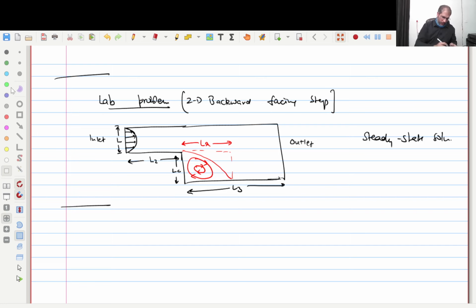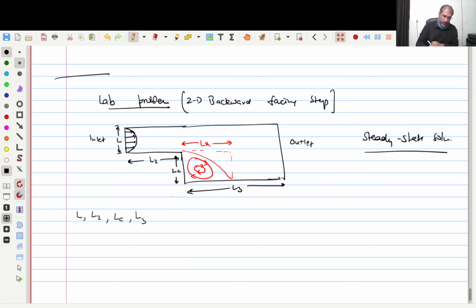Right, so in this lab problem, we have to solve for a steady state solution. So let's discuss it in a bit more detail. I'll supply the values for the geometry parameters such as L, L2, LC and L3. These four values will be given as a part of the problem.